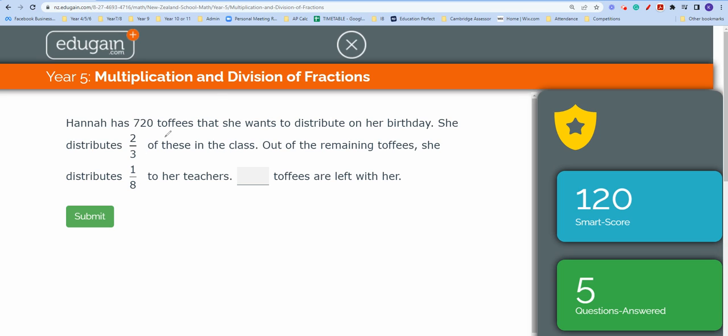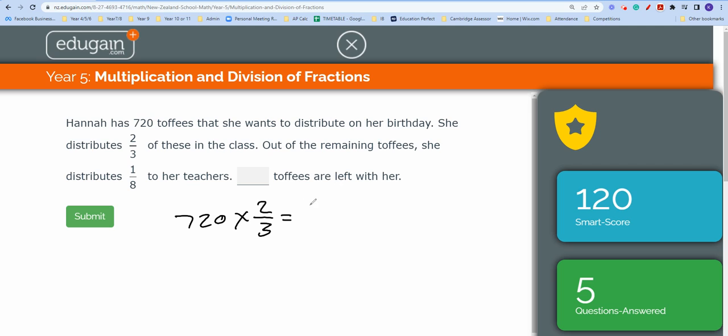Anyone got an idea? I got 720. I've got to multiply it by 2 over 3, right? It'll give me however many distributed into the class. That goes to the class. And then whatever's left, she distributes one-eighth. So how would I multiply? What do I multiply? What's left? So 720 multiplied by 2 over 3.